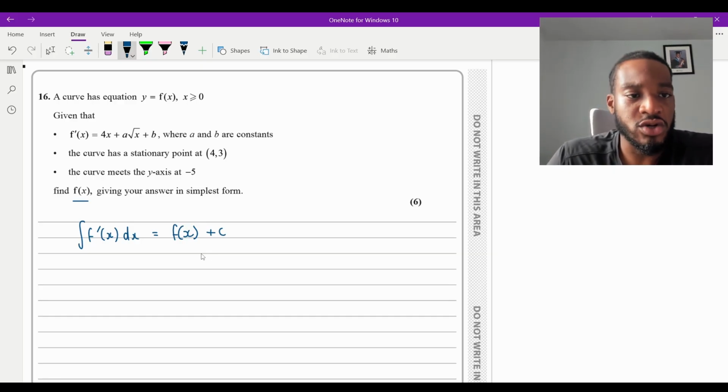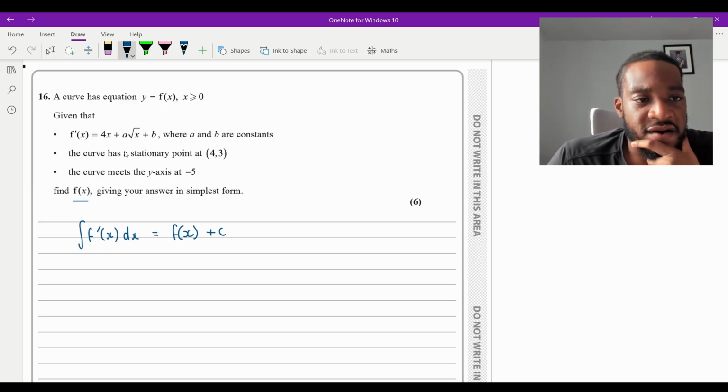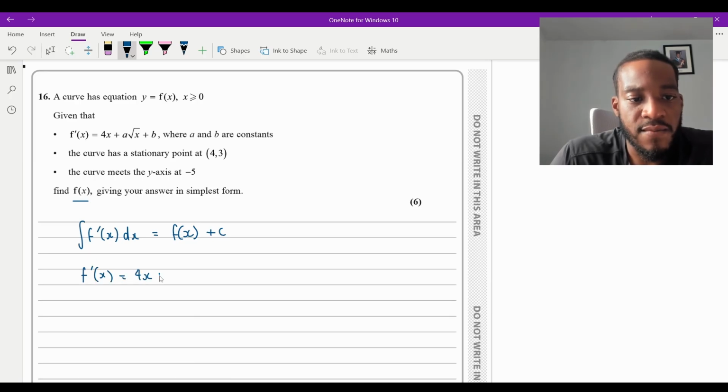So we're going to use that. Now, let's look at the bullet points. We've got the f dash of x, which I'll write out actually. So f dash of x, and this is equal to 4x plus a root x plus b.